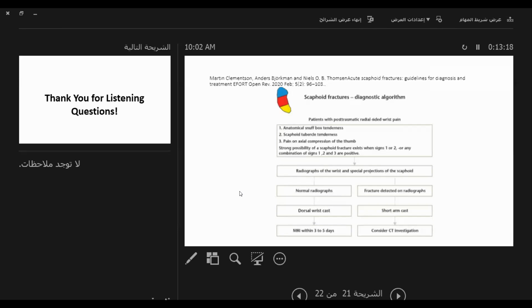What we do: radiograph of the wrist joint and scaphoid projections, ulnar deviation and pronated oblique views. If it is a normal radiograph, you have the choice to do a dorsal wrist cast, and it's better to do MRI within 3 to 5 days, or CT scan. I will add for this CT scan, I mean 3 to 5 days, as soon as possible. If it's available immediately, do it. It will diagnose the fracture.